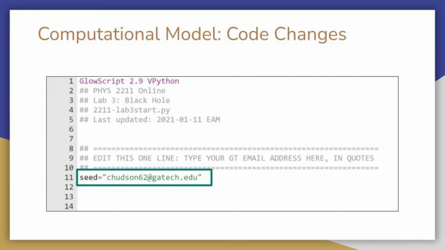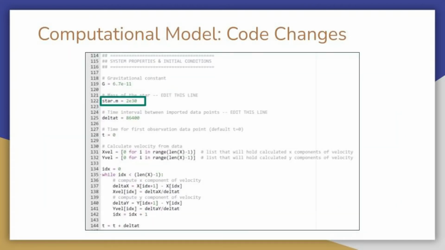To output the correct values for mass, velocity, momentum, and force, there were many changes that were made to the starter code. The first change was typing in my Georgia Tech email address to the seed function to randomly generate a mass of the black hole. Later on, we'll use the computational model to solve for this unknown mass. Next, I changed the mass of the star to match the value that was provided in the lab instructions, and set the change in time equal to the number of seconds in a day. This was also directed in the instructions.